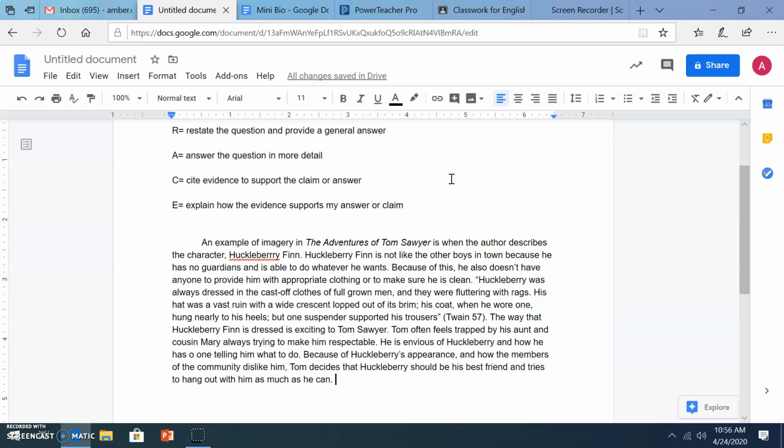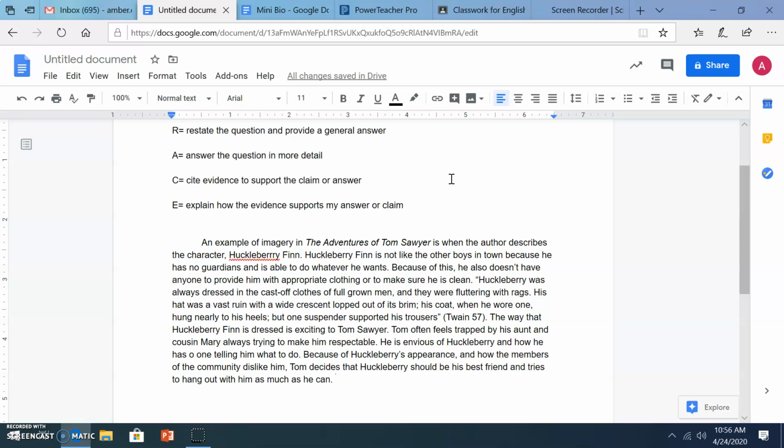All right, so I have restated the question and provided the general answer, given a little bit more detail about that answer before I cited a piece of evidence that proves that my answer is true. Then I have spent several sentences explaining why this piece of imagery is important to the story and how that textual evidence supports my claim.